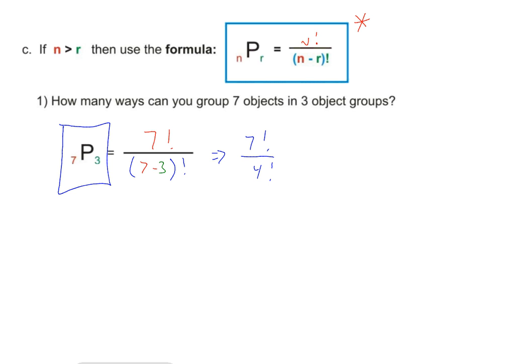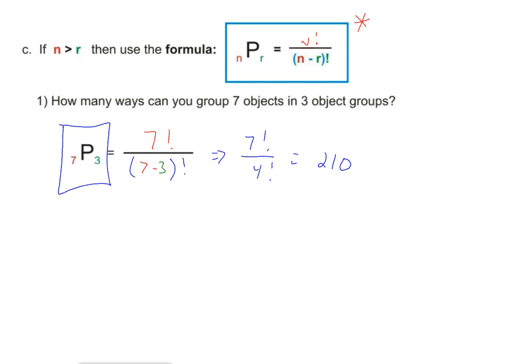Who's got an answer for me? Luke, what do you got? 210. Okay, how many got 210? Because that is the correct answer. So believe it or not, if you had 7 total objects and you want to find out all the possibilities of putting them in 3-object groups where, listen, the order matters, that's a permutation. The order matters. There are 210 different ways you can come up with 210 different groups. That's what we're talking about.